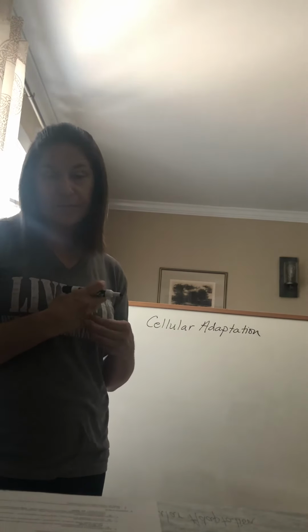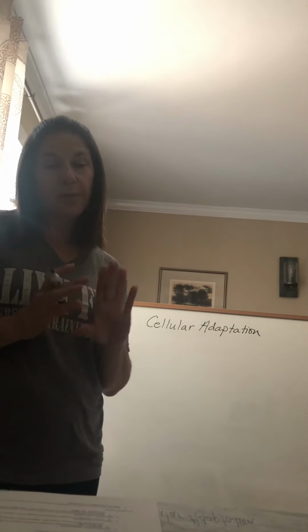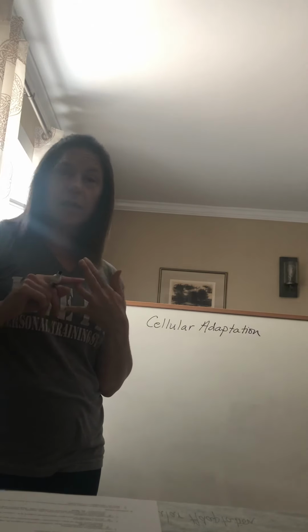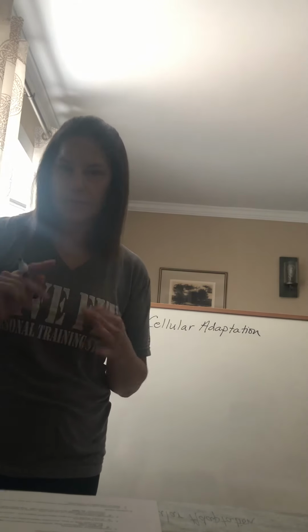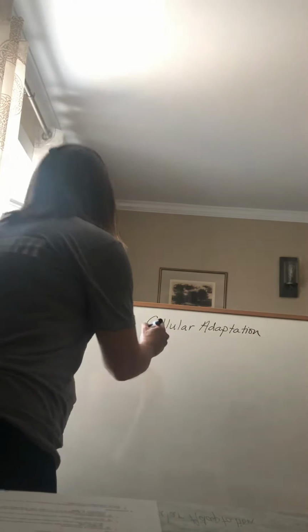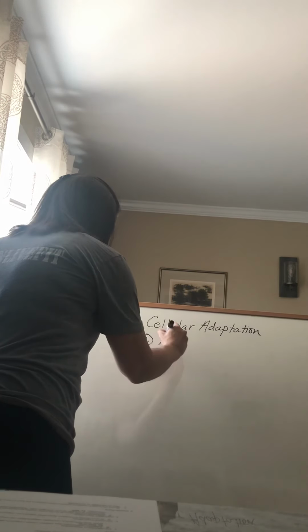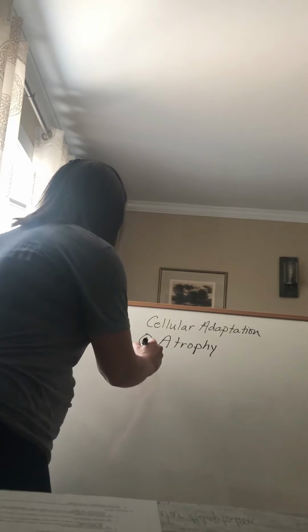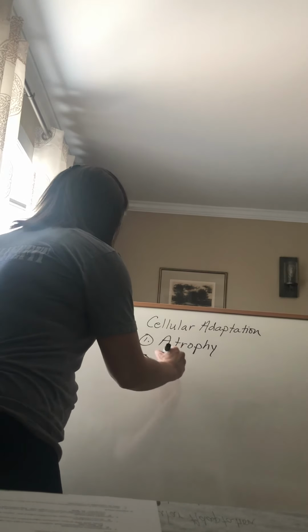So for example, some of these changes are reversible. I want to say that up front. And what we're looking at is cell size, perhaps. Are the cells getting smaller? Are they getting larger? Or are you getting fewer of them? Is it a pure numbers game? So for example, you have atrophy versus hypertrophy.